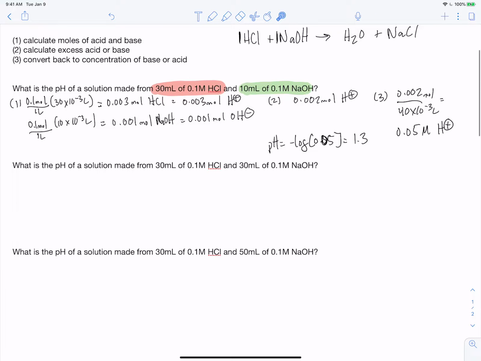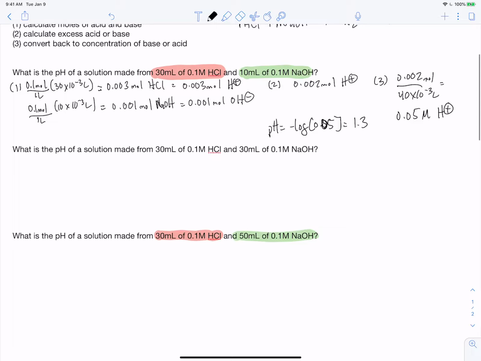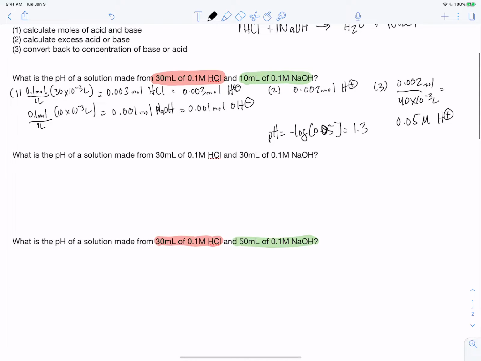Okay, let's skip the middle part here and come to this bottom part. In the bottom part, we've got 50 milliliters of hydroxide and 30 milliliters of HCl, and they're both 0.1 molar. And so we're going to follow that same workflow that we followed at the top. First, we're going to calculate the number of moles of HCl. It's 30 mils of 0.1 molar HCl, so that's the same for both.